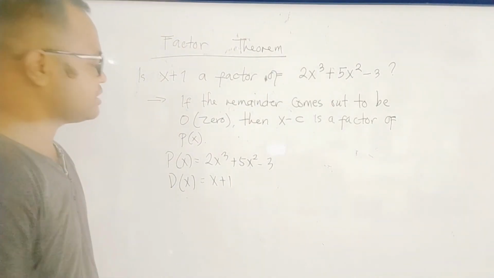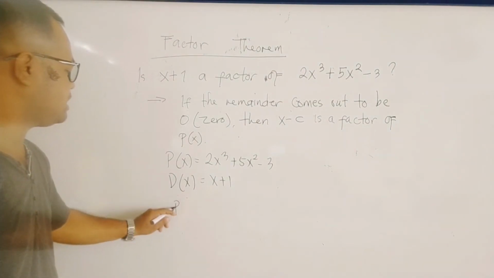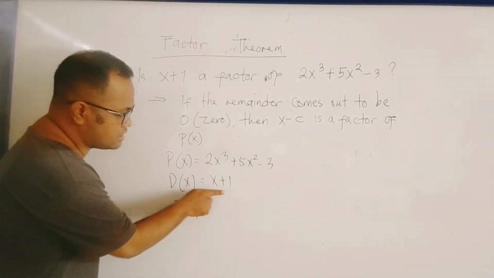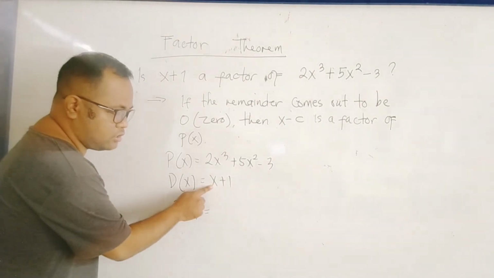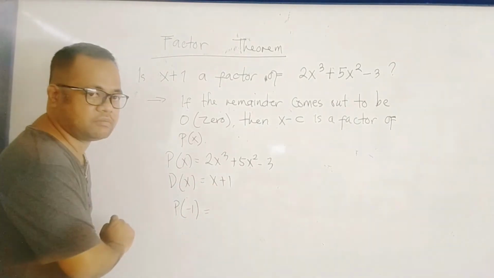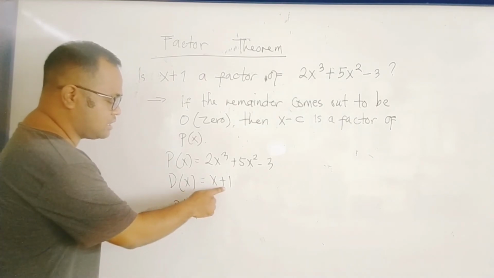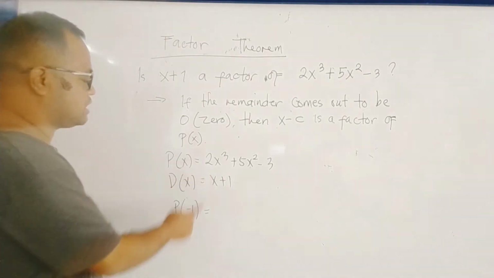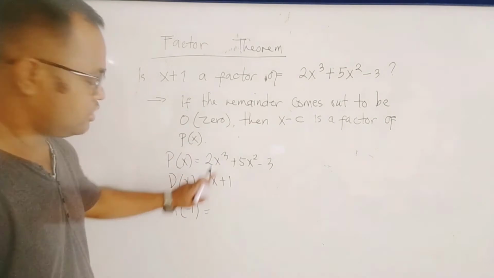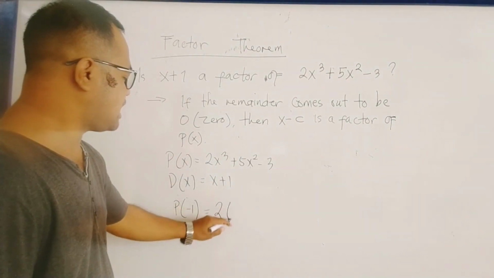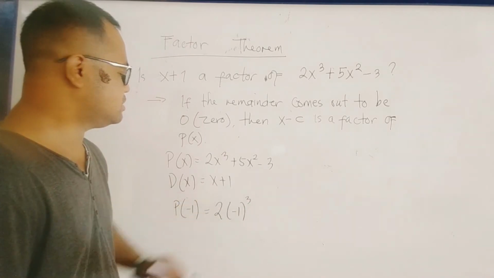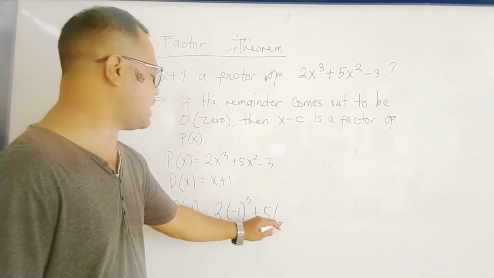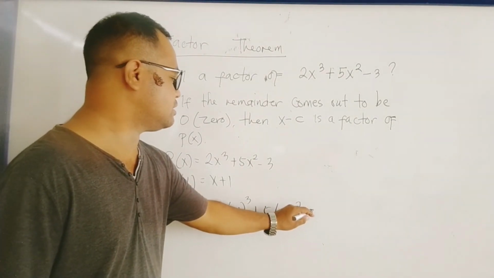So, by using the remainder theorem, we have p of negative 1. Why negative 1? It is because when you equate this to 0, you solve and you get negative 1 as the value of x. So p of negative 1 is equal to, instead of writing x here, you write negative 1. So, 2 times the quantity of negative 1 cubed, plus 5 times the quantity of negative 1 squared, minus 3.